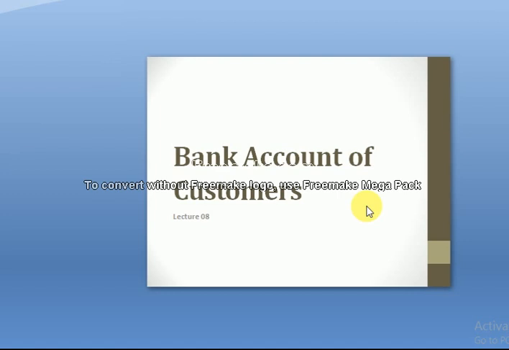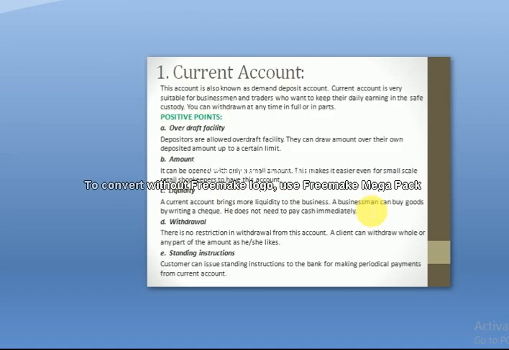Like we have current accounts, savings accounts, profit and loss accounts, term deposit accounts and joint accounts. So one by one we are going to discuss them. The first account we will discuss is called the current account. What does it mean by current account?